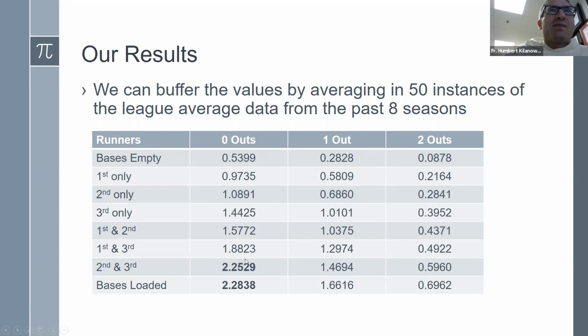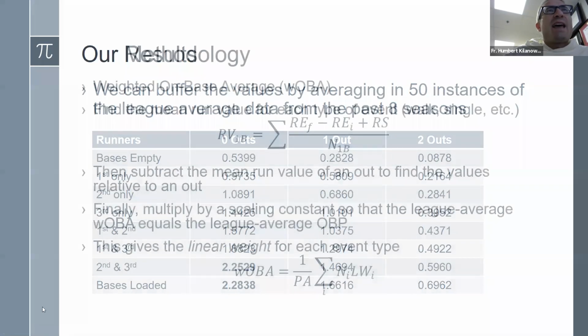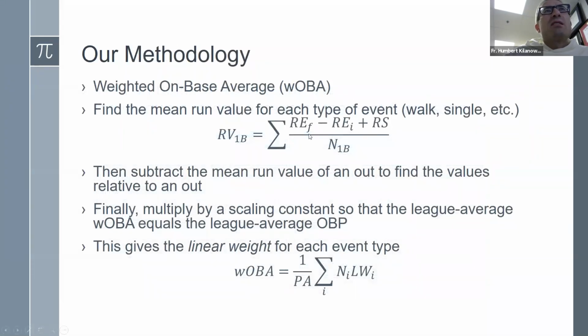That's very high. Another single, like if you have 2 outs and nobody on base, and then the batter hits a single, you only gain about 0.13 in run expectancy. You have to take the average of all of those singles to get the average run value for a single. Then we subtract the mean run value of an out to give the value relative to an out. That's how we find weighted on base average.